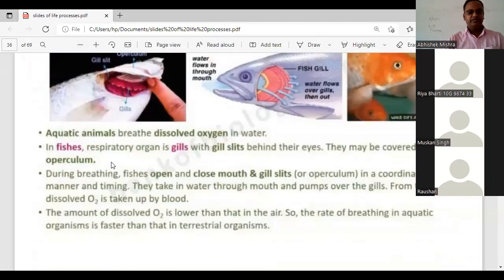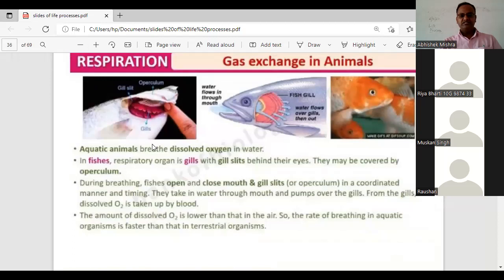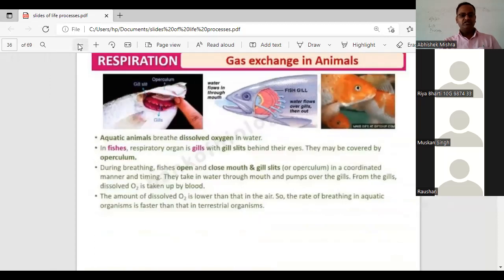See how it occurs during breathing. The fishes open and close the mouth, and the gill slits or operculum are coordinated in manner and timing. They take in the water through the mouth. See here how the water enters into the mouth. The water enters into the mouth, and in the gills, water flows over the gill and then out. So during breathing, fishes open and close mouth and gill slits. They take in water and pump it over the gill.